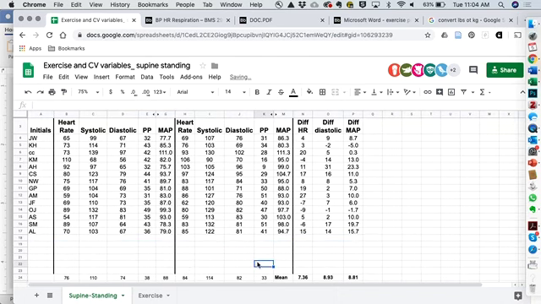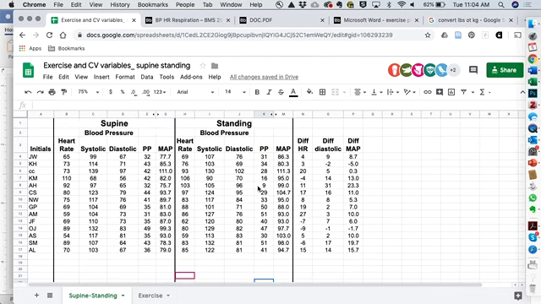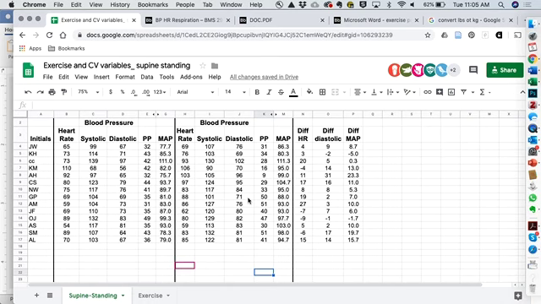So what we have here on Google Docs is what we've seen. On this side over here, this is supine, and this is standing. So a couple of things that we need to zero in on and really understand as we look at this.